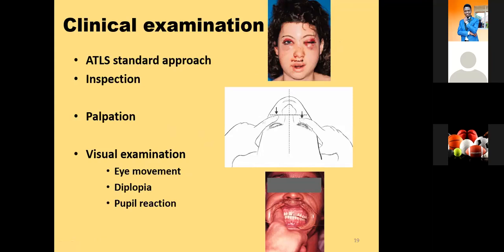Very key. These are just simple things, but they are going to reveal a lot of information for you. Like simply asking, can you open your mouth? Can you close? Can you move the lower jaw right and left? Simple things. And then, of course, after the visual assessment of everything, the inspection, you can palpate.